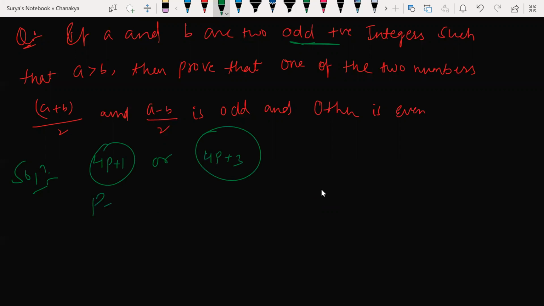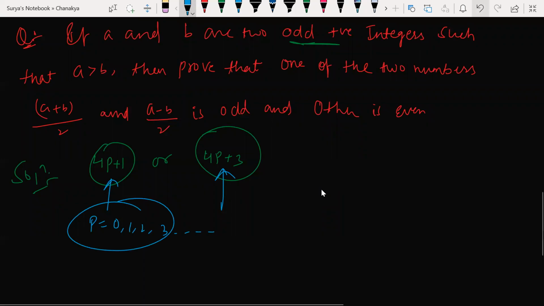If p is equal to 0, still this will be odd, and if p is equal to 1, any number, p value could be any number, 0, 1, 2, 3, any number you substitute, they will still be odd numbers only, correct? Understood my point?